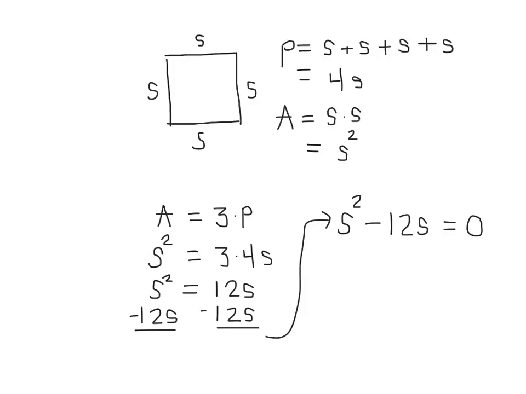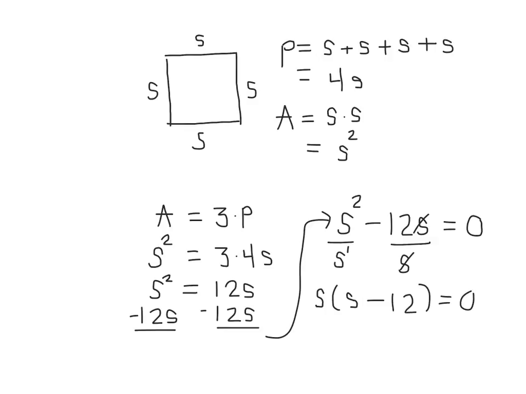We want to solve by factoring. We notice that the greatest common factor is S. So again, I'm undistributing. I'm going to put that S out in front. S squared divided by S to the first is S. Negative 12S divided by S, those S's cancel, and I'm left with just negative 12.